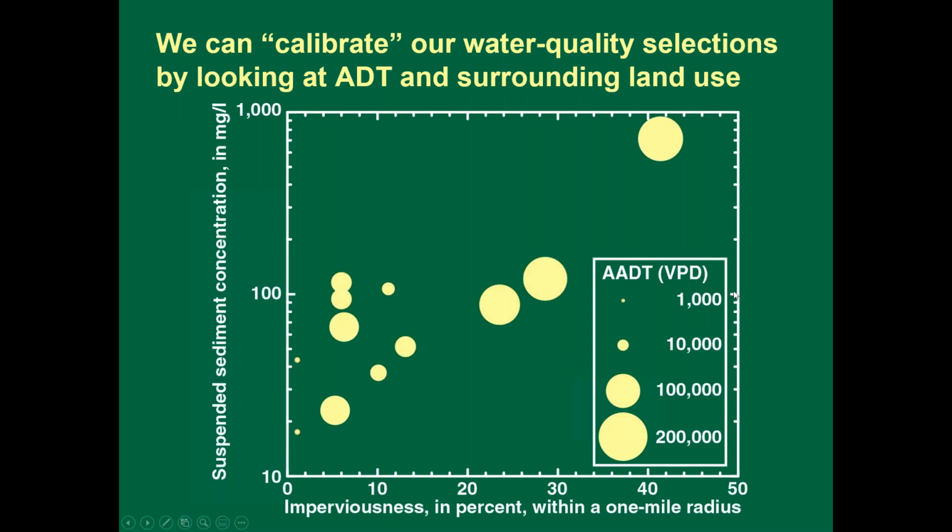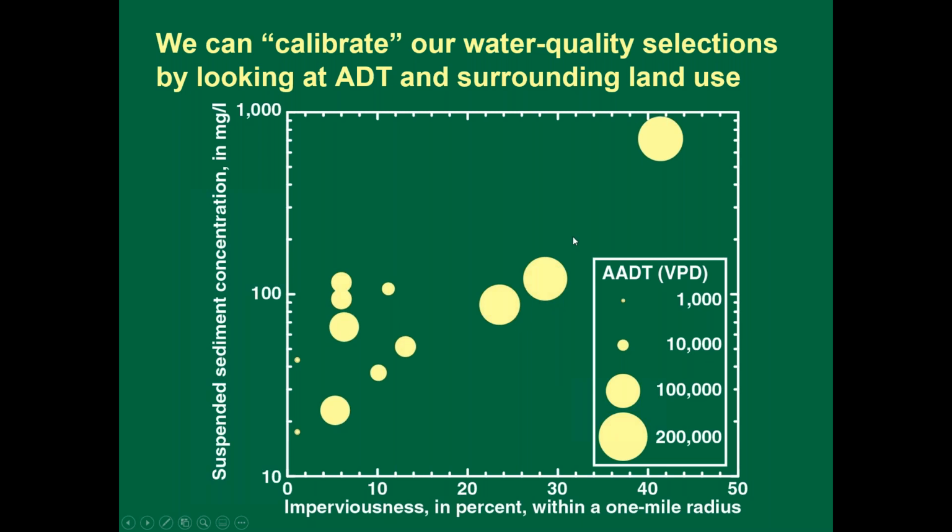This is a graph from our Massachusetts Highway Report. We see suspended sediment concentrations on the vertical scale from 10 to 1,000 milligrams per liter. And then if we look at imperviousness in percent within a 1 mile radius, you can see that as the surrounding imperviousness goes up, you have increases in total sediment. And again, you can see here that this large circle with a surrounding imperviousness of about 30% is that I-495 site.